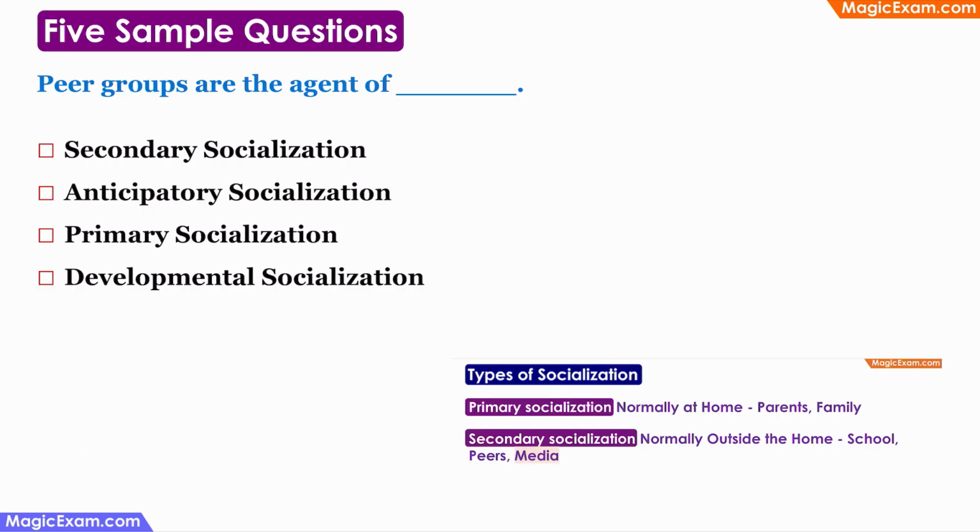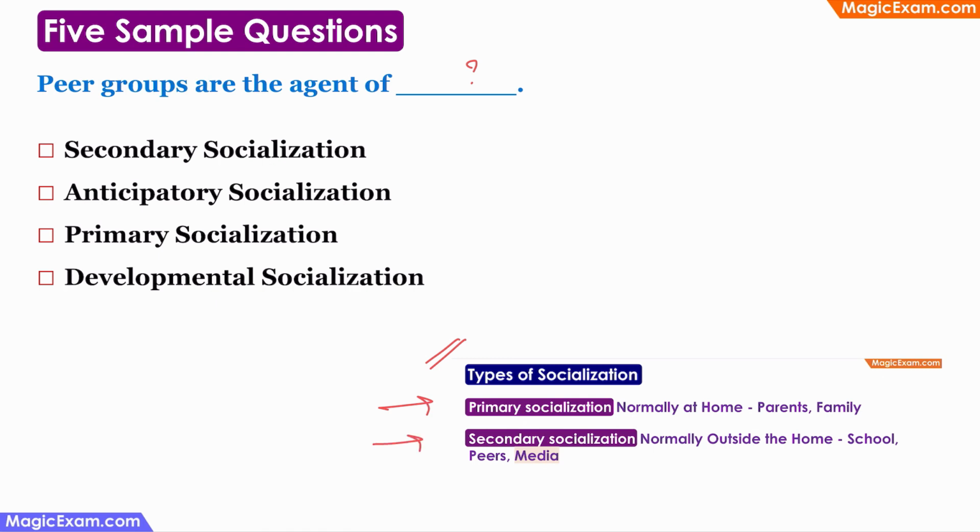Next, let us solve a few questions from previous question papers on the topic of socialization. The first question is, peer groups are the agent of which of the following? Now, if you remember, in one of the previous slides, we discussed the various types of socialization, and the 2 important types of socialization that I mentioned were primary and secondary.